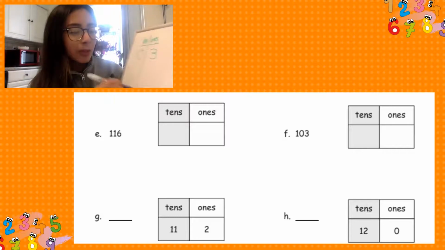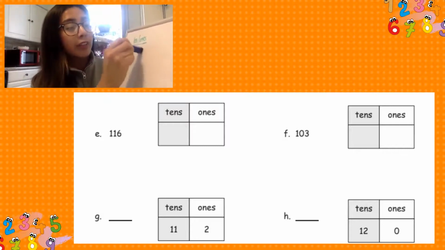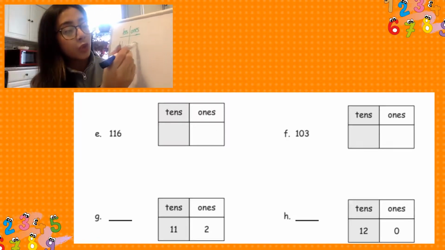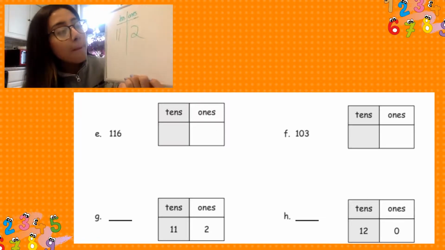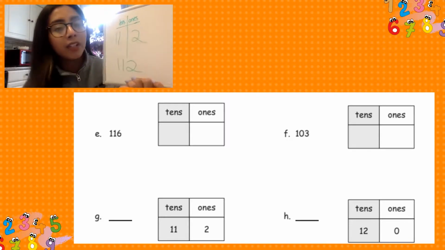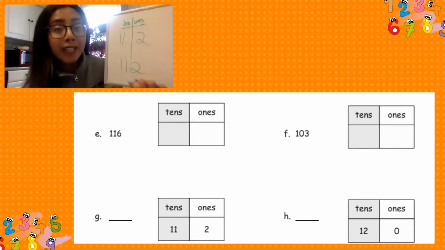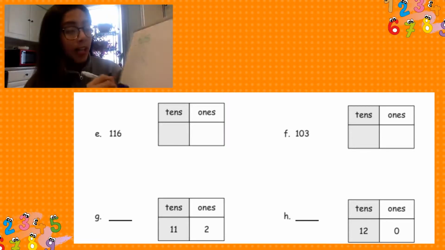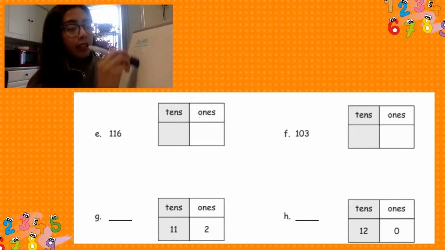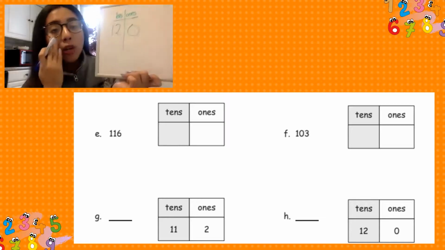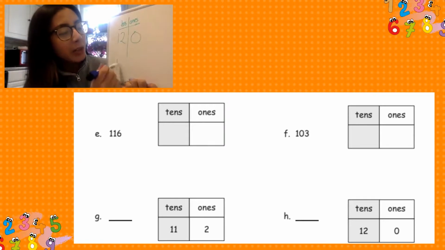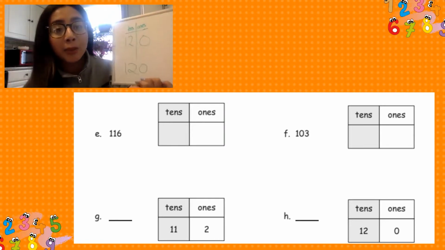Now let's do the next one. This one we have to write the number down. I see that it tells me there are 11 tens and 2 ones. What's my number? Oh, I think it's 112. Both of these, once again, are the same number. And if we do the last one, I have 12 groups of 10 and 0 ones. What would my number be? What do you think it is? It's 120. That's our number we would write down.